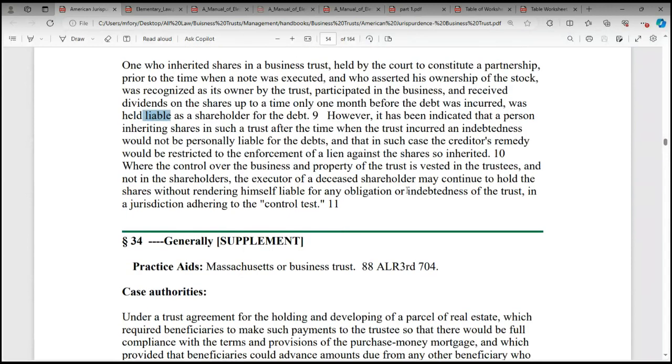The executor of the deceased shareholder may continue to hold the shares without rendering himself liable for the obligation and indebtedness of the trust. So this is like even a will, right? You have a will, and for whatever reason you have shares in a corporation or, in this case, a trust, and at your death you have an administrator, an executor that's managing your estate to close out your affairs. He's not going to be obligated for any debts that you incur as long as the trustees have full control in the writing and in their actions. And so that third person who just came in because of a will is not going to be held liable.